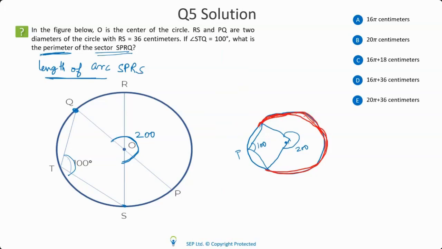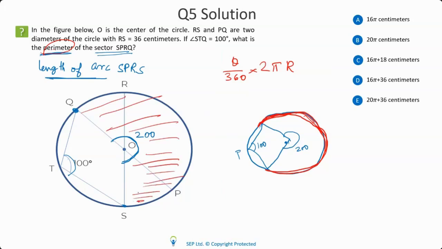And as you said, the formula is correct: theta by 360 times 2 pi r. That's the formula to find the length. When I talk about the perimeter of a sector, and I hope you understand sector, the sector is this whole portion. That means you're looking for this length and this length also. So you need to add up these two lengths too, this length plus this length.